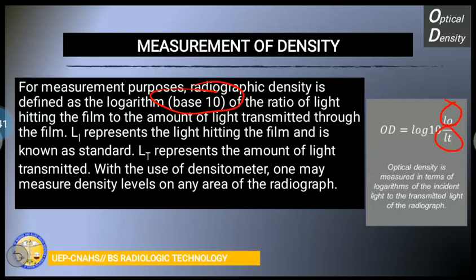We don't have to go deeper, anyway, since we don't have the apparatus yet. What we are trying to inform you here is how the optical density in the radiograph is measured. Optical density is measured in terms of the logarithm of the incident light to the transmitted light on the radiograph. So if we get a measurement of a certain portion of the radiograph, we are going to find the optical density with the use of this equation. But we don't have to do it for now.